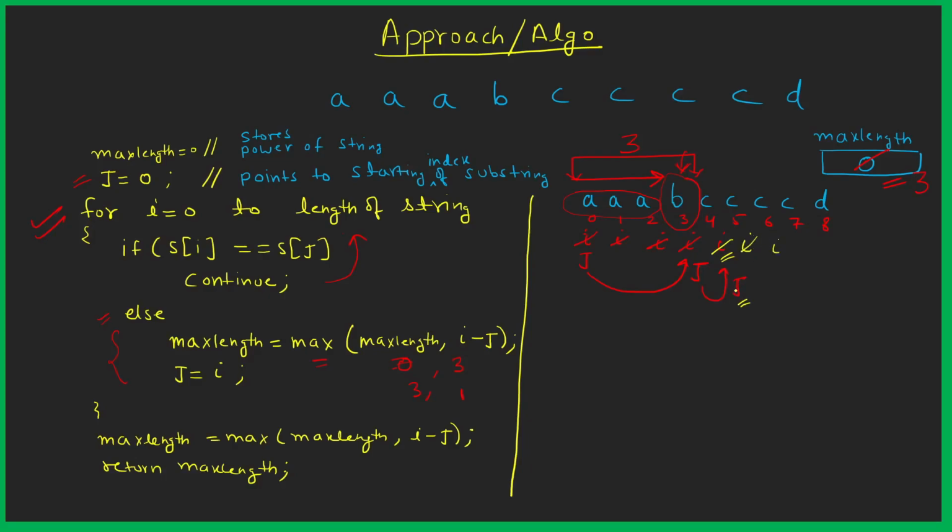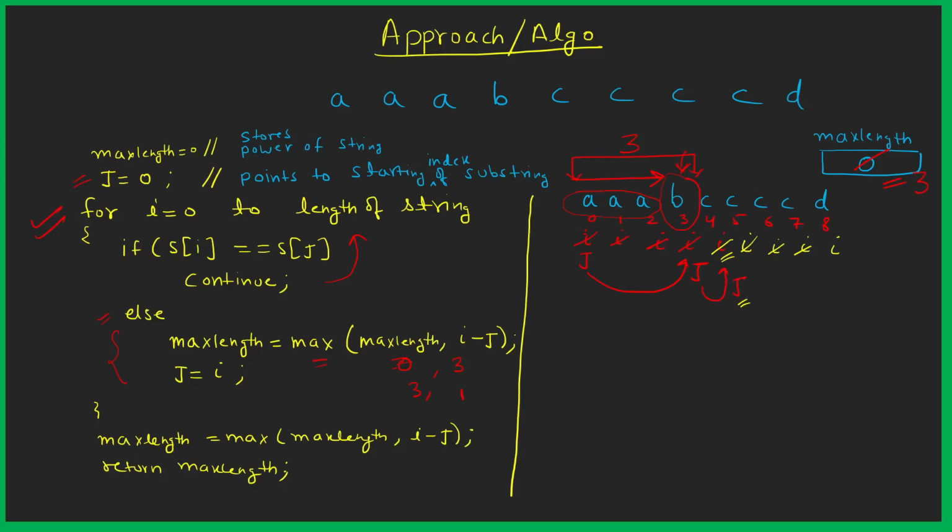S of i equal to s of j, continue. S of 7 and s of j, that is 4. So the 7th and 4th position characters are same. So again we will continue to the 8th index. Now we will say this 8th index and 4th index element, they are not same.